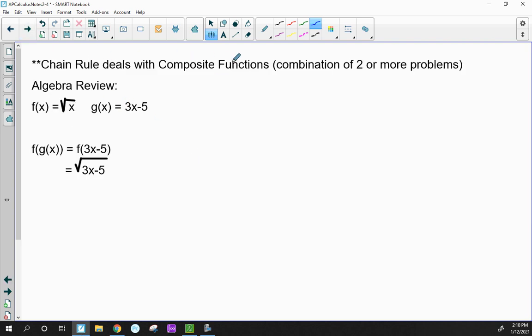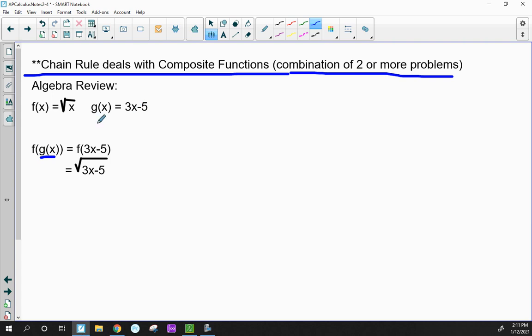Chain rule deals with a composite function or combination of two or more problems. And I want to go over a quick algebra review. So I made reference to this a second ago, but let's say the f function is just a parent graph, like square root of x, and the g function is a linear function, 3x minus 5. When we find the composition of f of g of x, just recall from the past, we're always starting with the inside. You're going to your rule, which is 3x minus 5 for the g function.